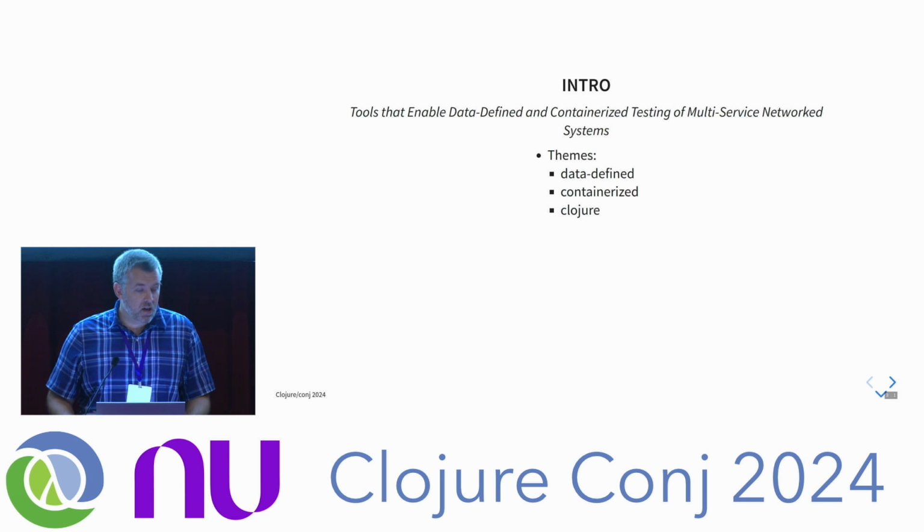All right, so once again, this talk is tools that enable data-defined and containerized testing of multi-service network systems. So it's a bit of a mouthful, but hopefully as we go along, it'll become clear what I mean by that. The focus of this is going to be on the tools, but there are some high-level themes woven through the tools that I want to emphasize. So these tools are data-defined tools for testing and development. They're containerized, so they use Docker and Docker Compose, and they're written in Clojure for the most part.